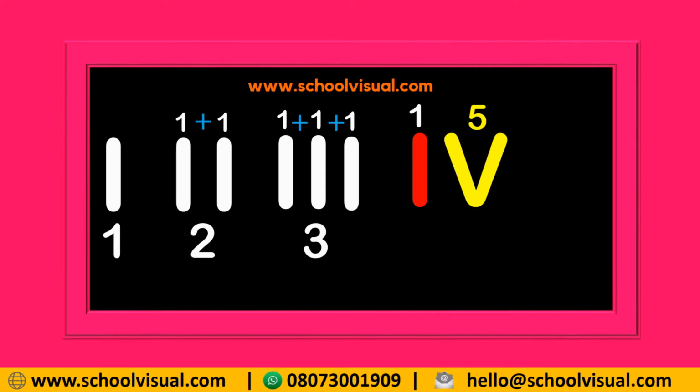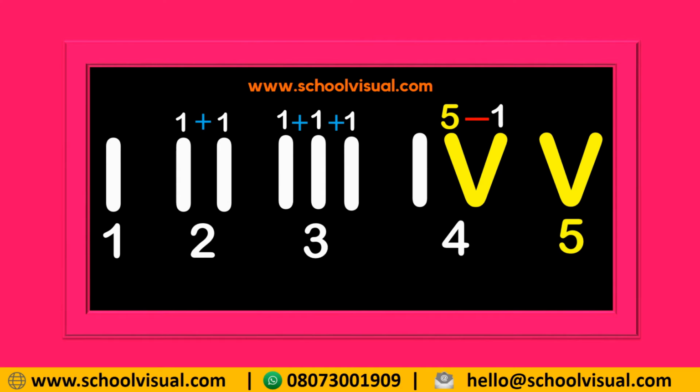Good. Now watch me closely and listen. Whenever a smaller number appears before a larger number, in Roman numerals we subtract. Now the larger number is 5. The smaller number is 1. 1 is coming before 5, so we subtract 5 minus 1. So 5 minus 1 is what? Is 4. So IV stands for 4. Do you understand? Good.